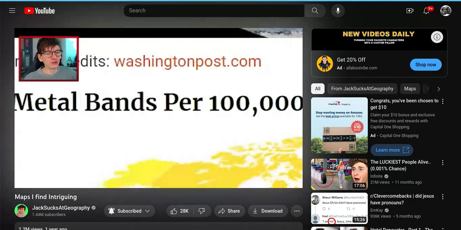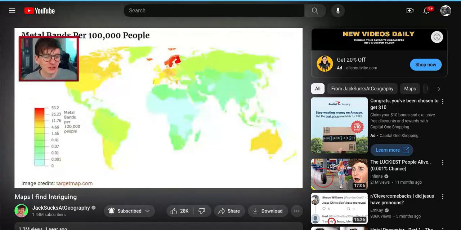Metal bands per 100,000 people. There are so many metal bands in Scandinavia, that's incredible.